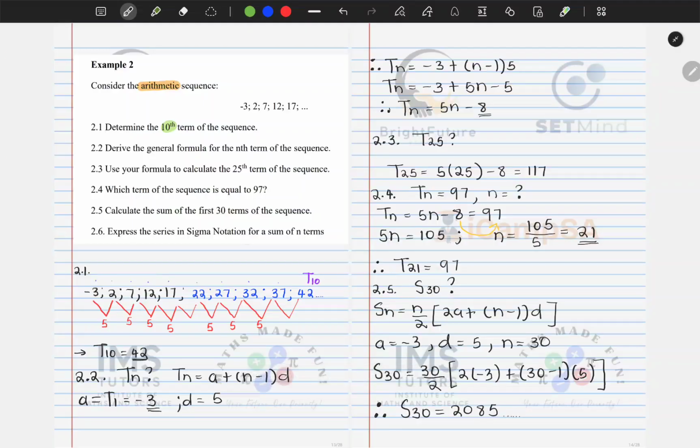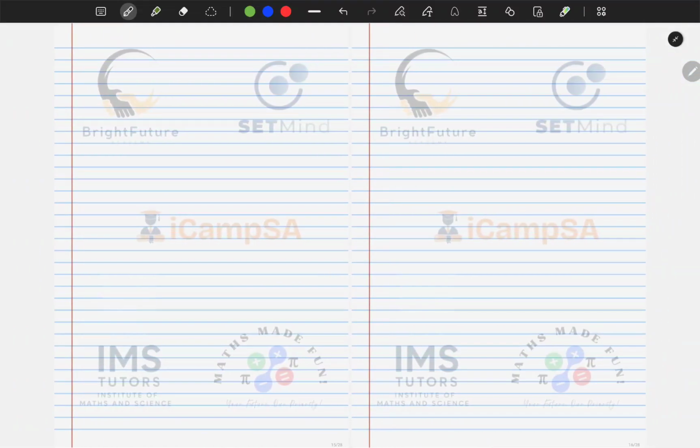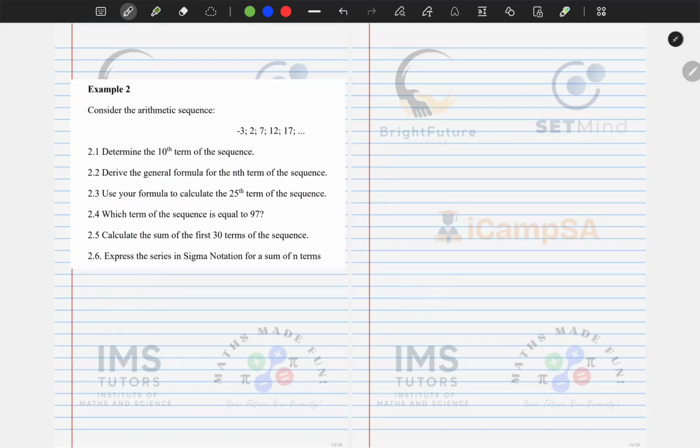Let's have a look at 2.6, a very interesting problem where they say, express the series in sigma notation for a sum of n terms. Right, let's paste this here and figure out what is happening there.